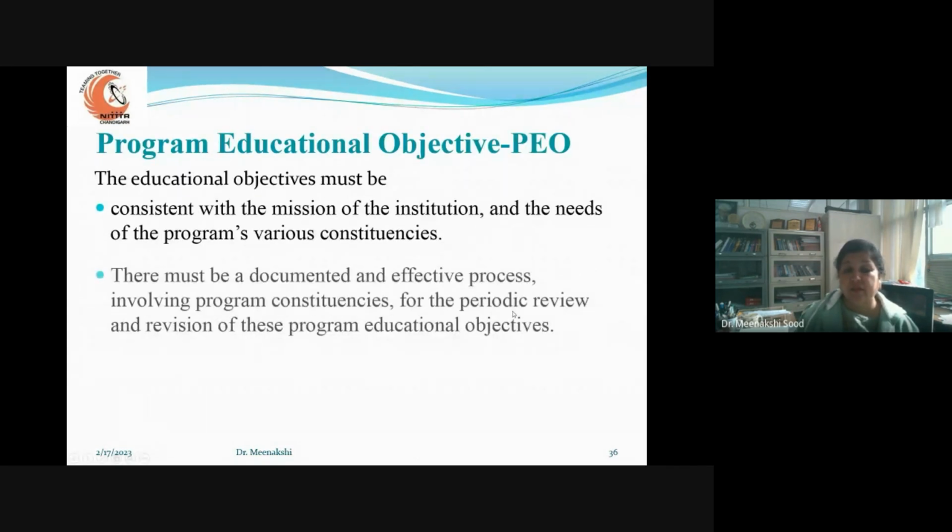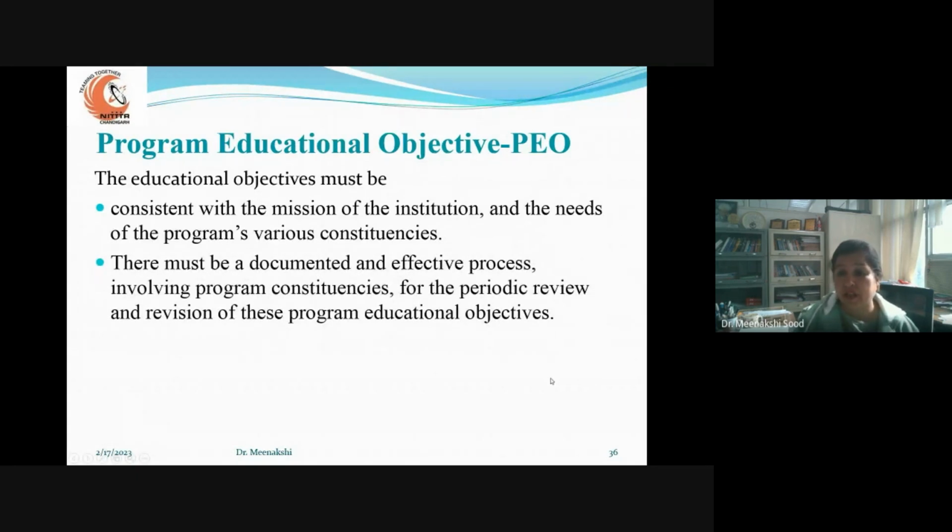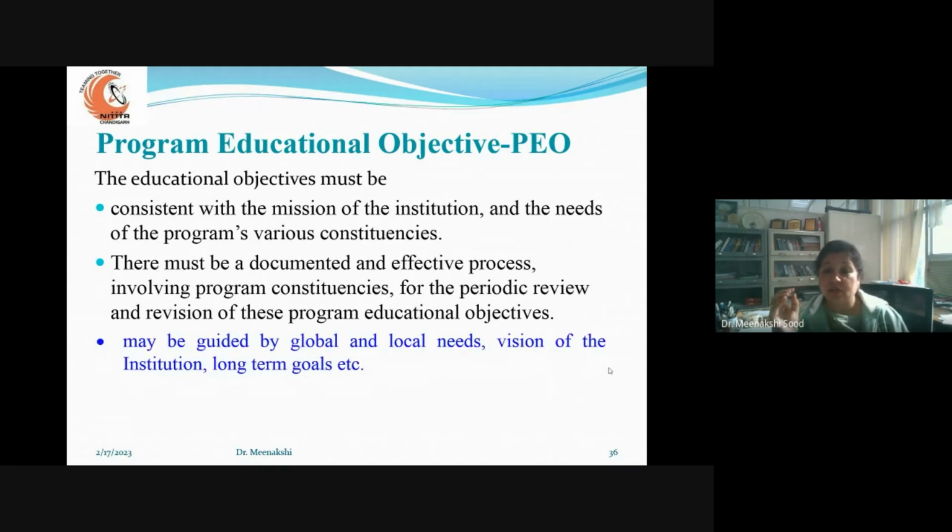When we are framing the program educational objectives, they have to be unique for every department and every program, so they should be consistent with the mission of the institute and the mission of the department. And it is not that once they are framed, they cannot be changed in the coming times. You can modify them, but only after about 5 years, after at least 1 or 2 batches, once you see whether the attainment has been done or not.